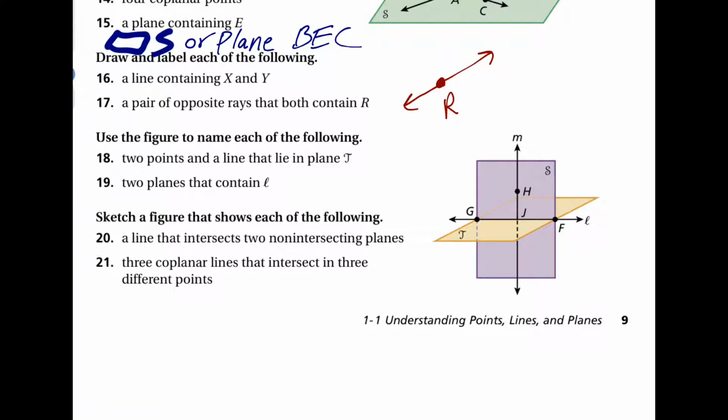Number 19, use the figure to name 2 planes that contain line L. Well, this is line L, so the 2 planes intersect at this line. We could simply say planes S and T, or we could have named the planes by listing 3 points on them. I don't think that was even possible for plane T, so plane S and T would have been the way to go.